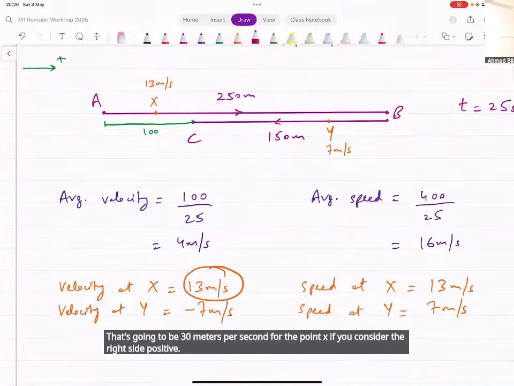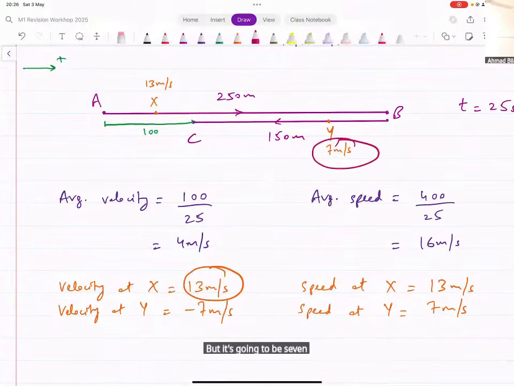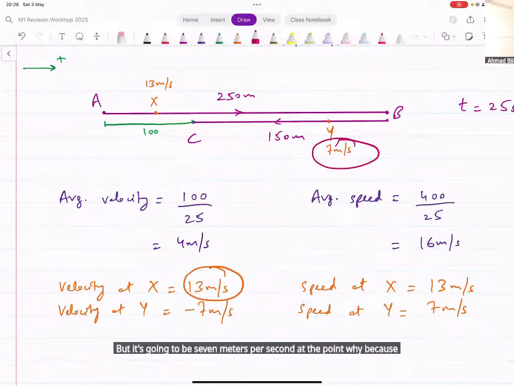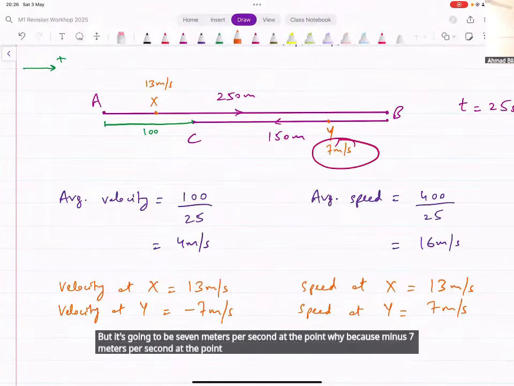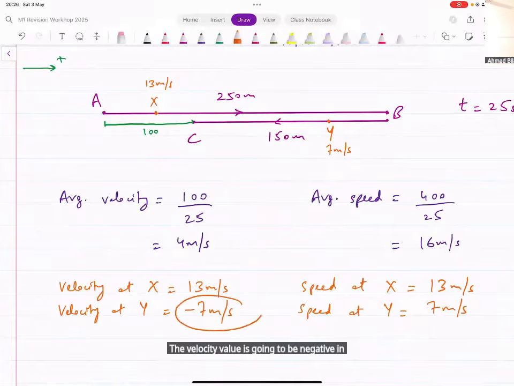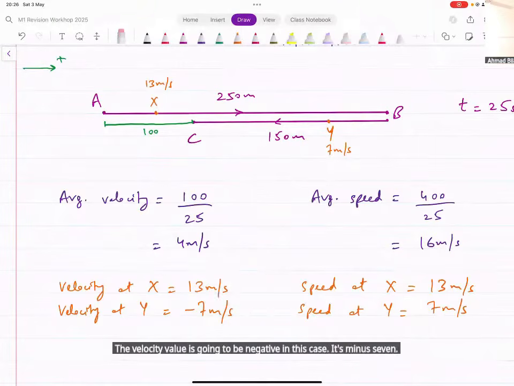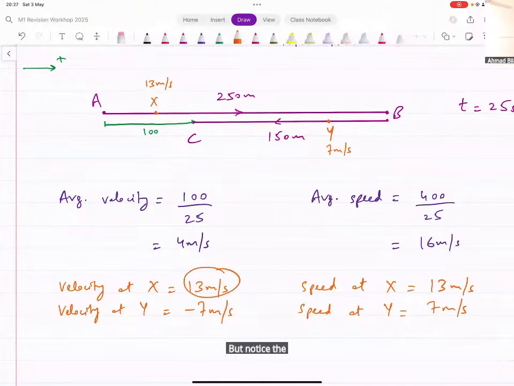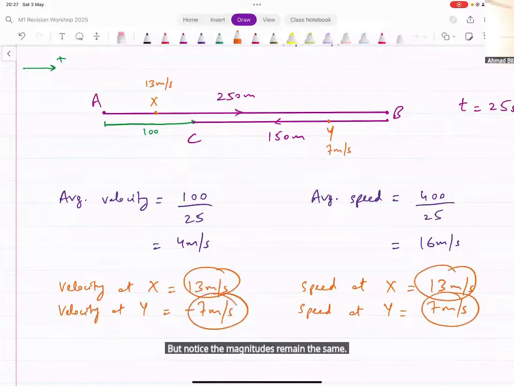But it's going to be minus 7 meters per second at the point y, because you're going in the left direction. We consider the right direction positive. The velocity value is going to be negative in this case. It's minus 7. But notice the magnitudes remain the same. They're 13 and 7, 13 and 7 for both speed and velocity.